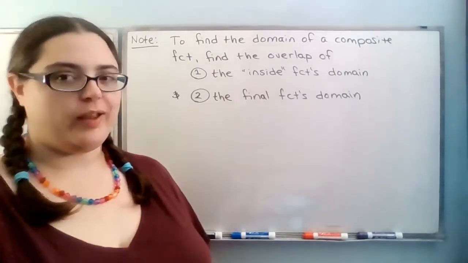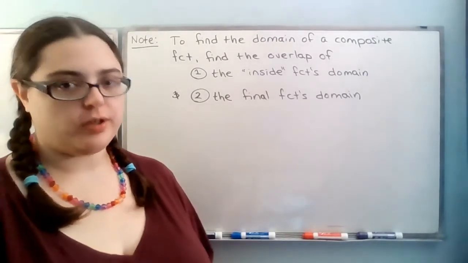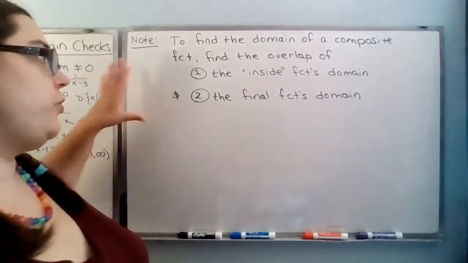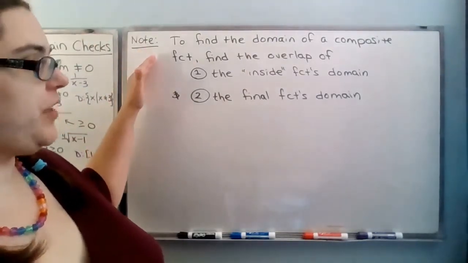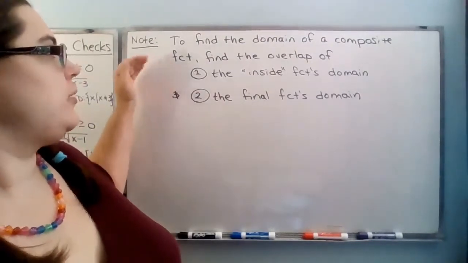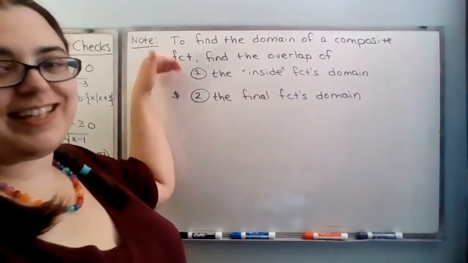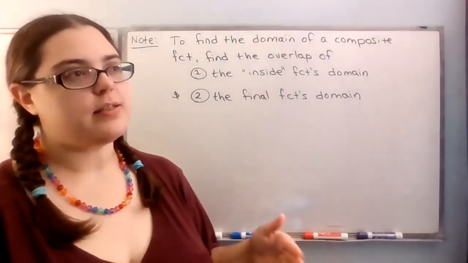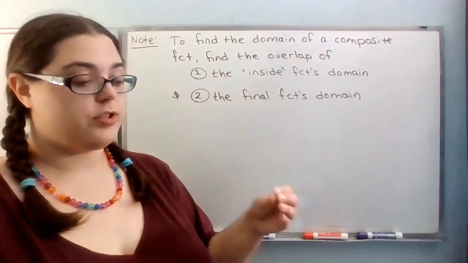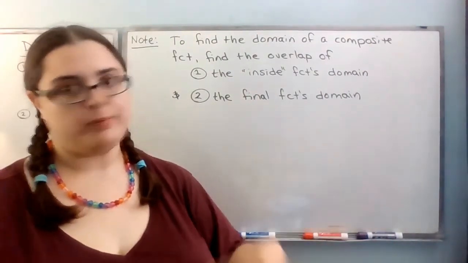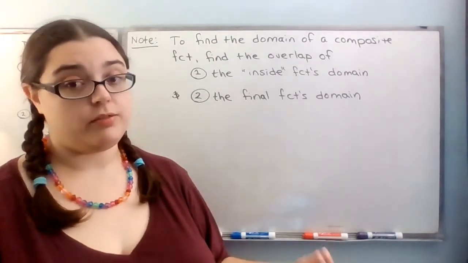Okay, so if we are taking two functions and composing them, performing them in sequence, in order to find the domain of that final function, that composite function, you want to see where the overlap is between the domain of the inside function, that's the first function you're doing. And that makes sense because in order to put the result of the first function into the second one, you had to be able to put it into the first function to begin with, right?